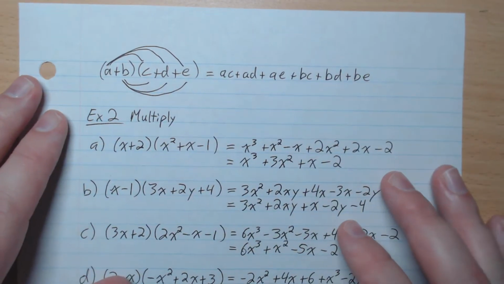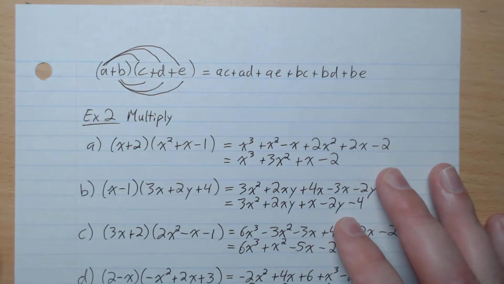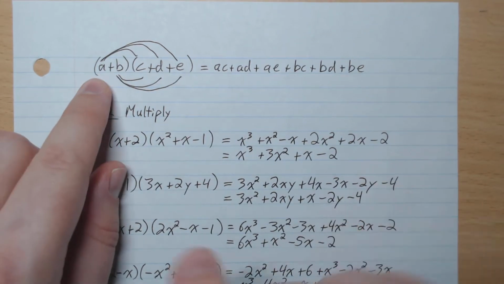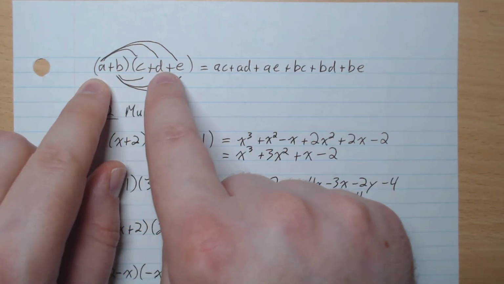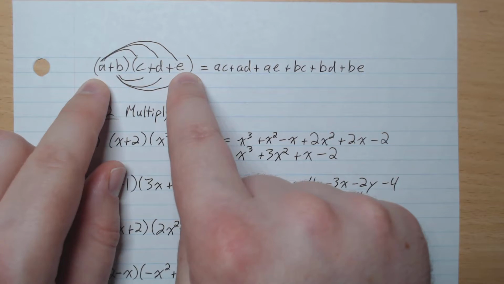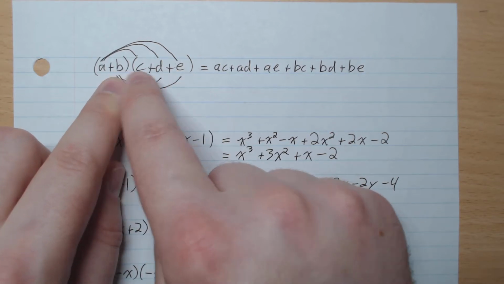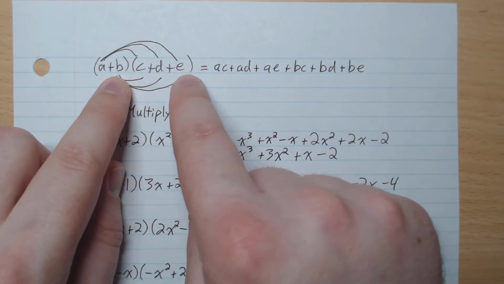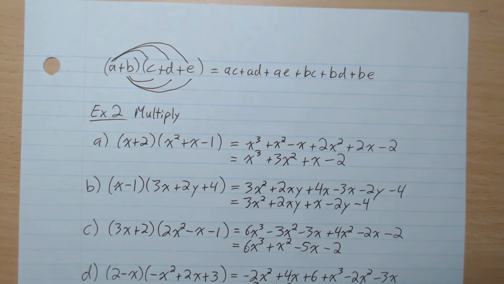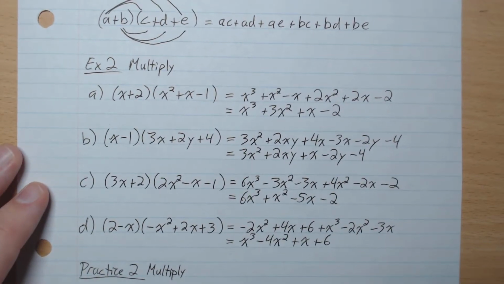Okay, so now we're going to do a binomial times a trinomial. It's just as easy. So you start with A, you go A times C, A times D, A times E. Move your finger over to B, B times C, B times D, B times E, like that. Okay, so I'm going to do lots of examples with you.